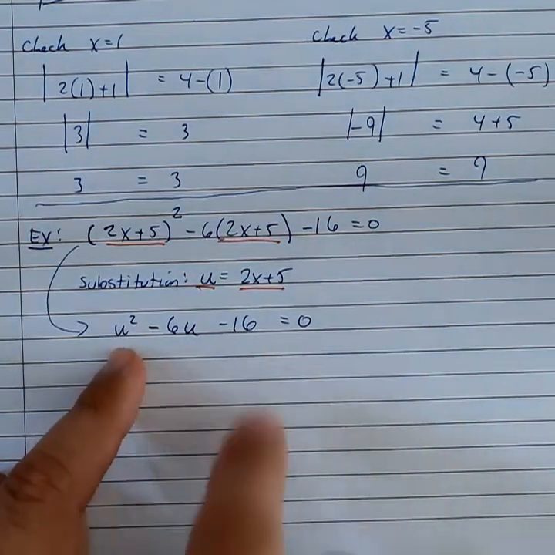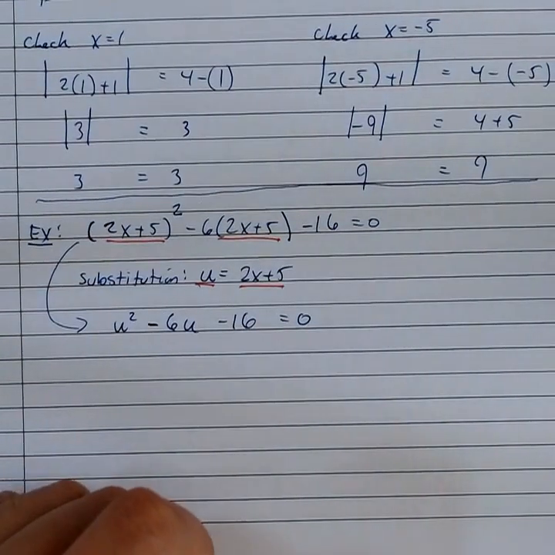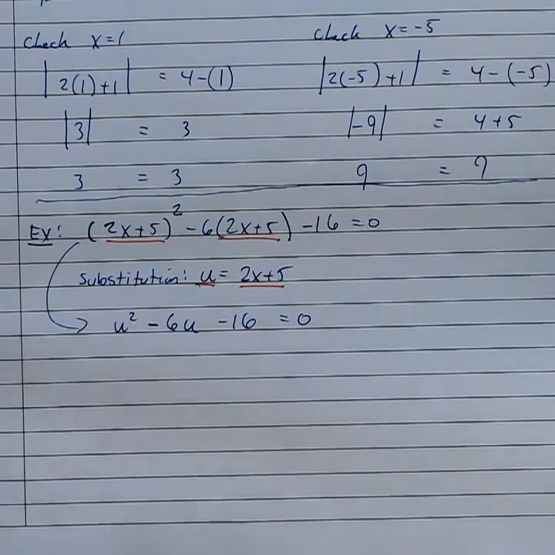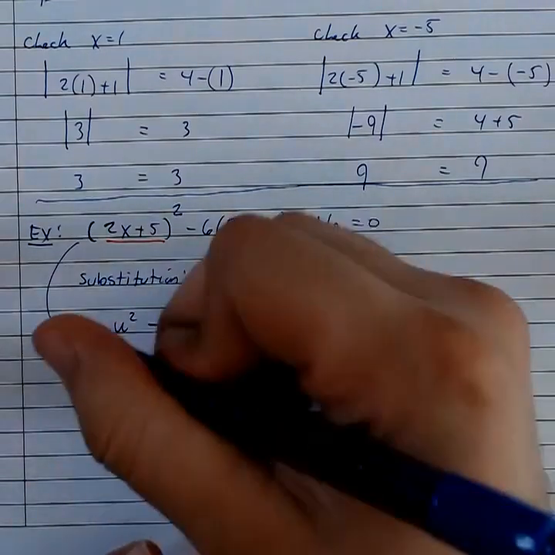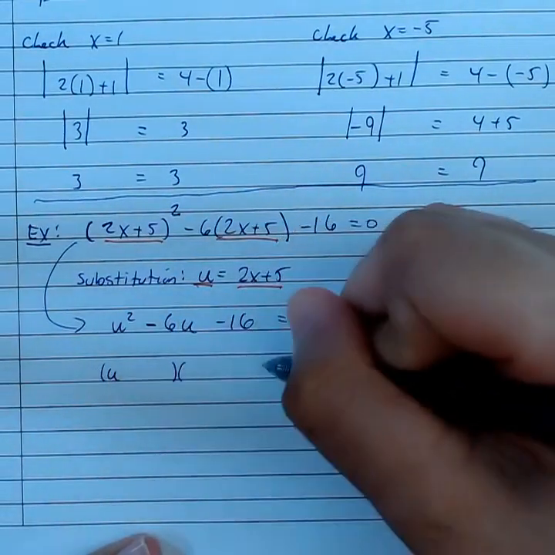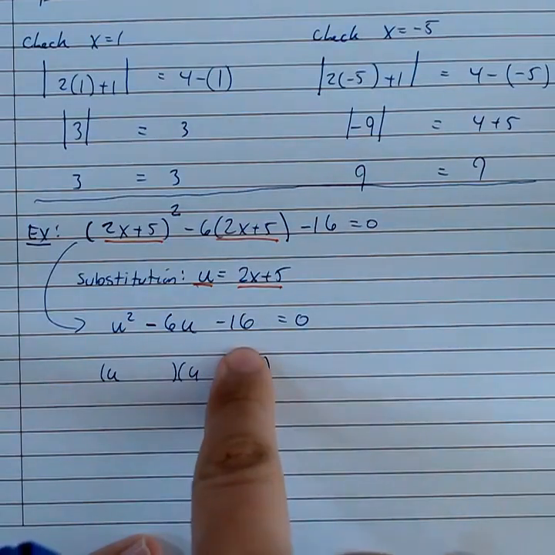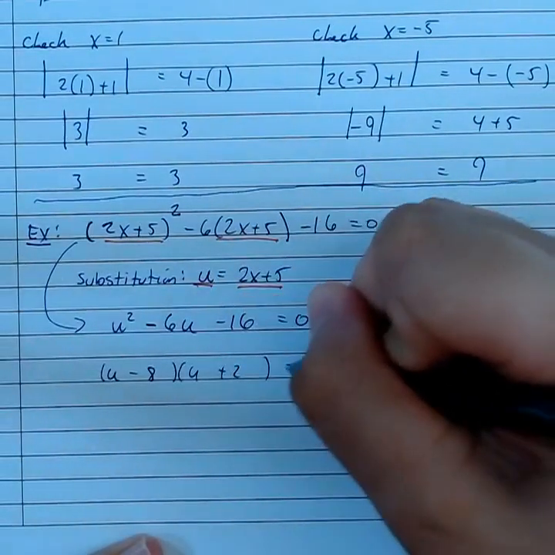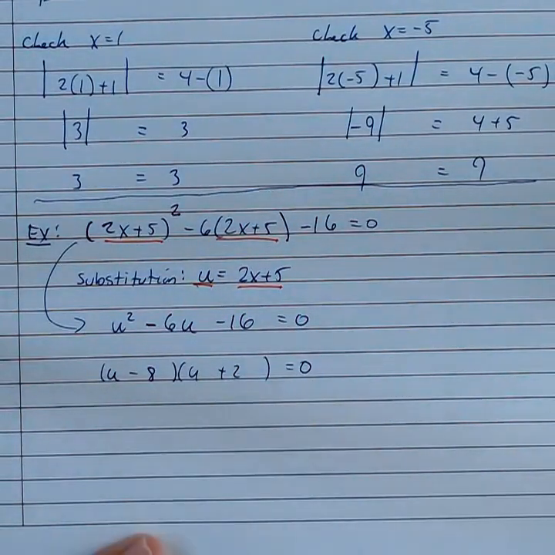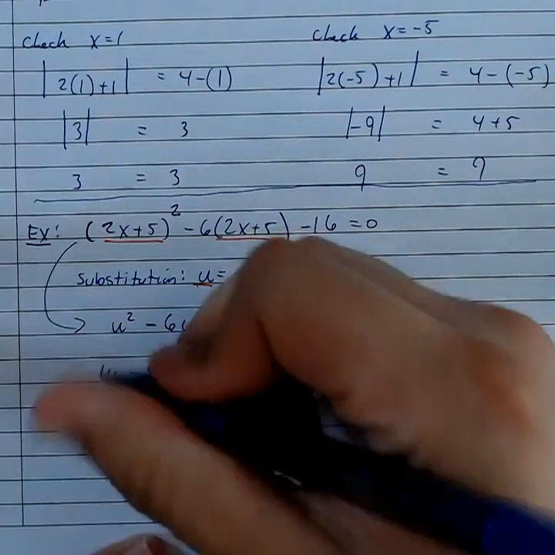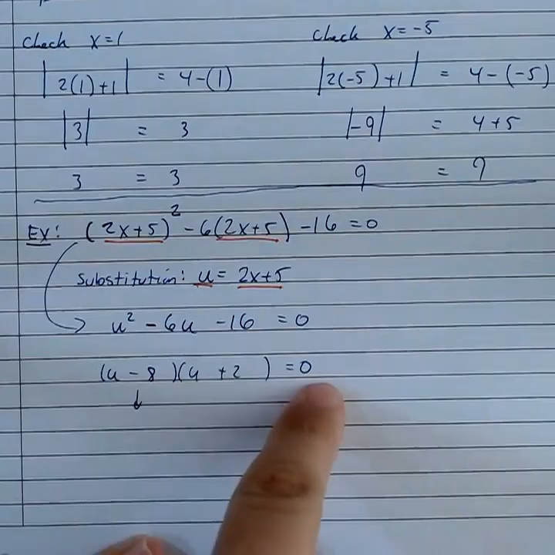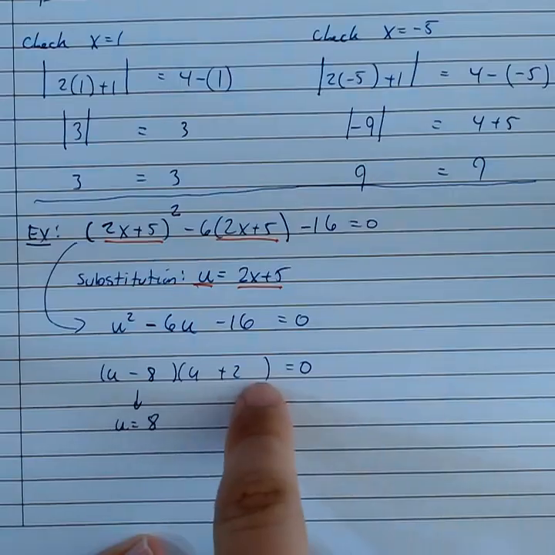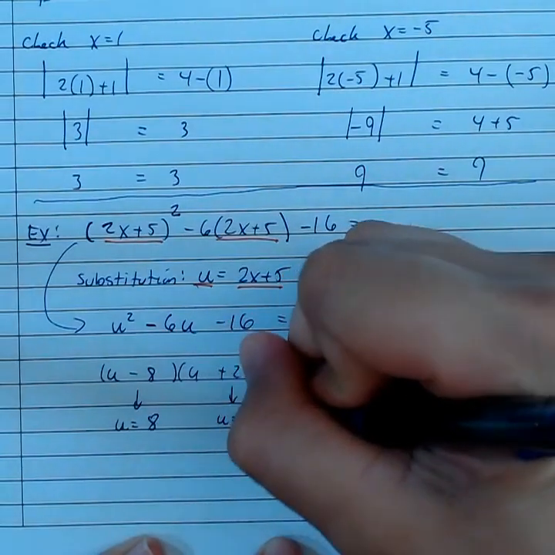But now notice I can solve this by just regular old factoring. I don't need to go through and distribute and simplify, combine like terms, and then factor. I can just factor this thing on its own. Well then, what two numbers multiply to give me minus 16 and add up to give me minus 6? That's going to be minus 8 and 2. Negative 8 times 2 is negative 16. Negative 8 plus 2 is negative 6. And so if u minus 8 is equal to 0, that means u has to equal positive 8. And if u plus 2 is equal to 0, that means u has to equal negative 2.